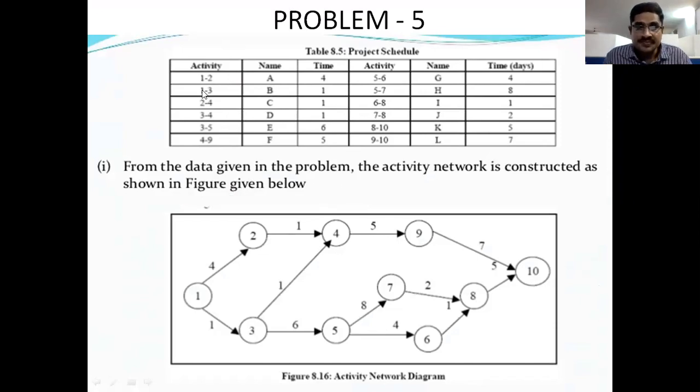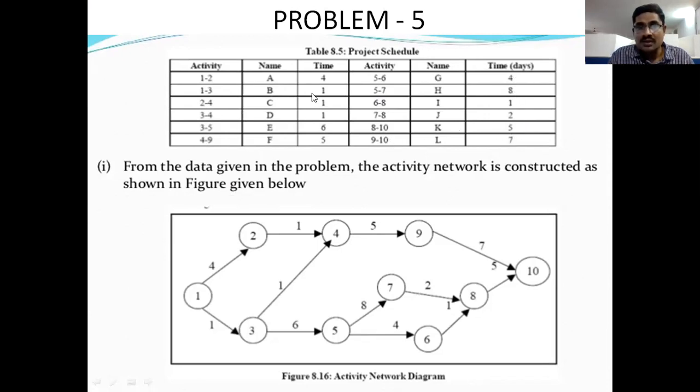So look carefully. Suppose here 1 to 2 activity. In this activity, we have 4 hours of time. Next activity 1 to 3, 1 hour. 2 to 4, 1 hour. 3 to 4, 1 hour. 3 to 5, 6 hours. 4 to 9 activity, 5 hours. Next 5 to 6 activity, 4 hours or 4 days. 5 to 7 activity, 8 days. 6 to 8, 1 hour. 7 to 8, 2 days. 8 to 10, 5 days. 9 to 10, 7 days.